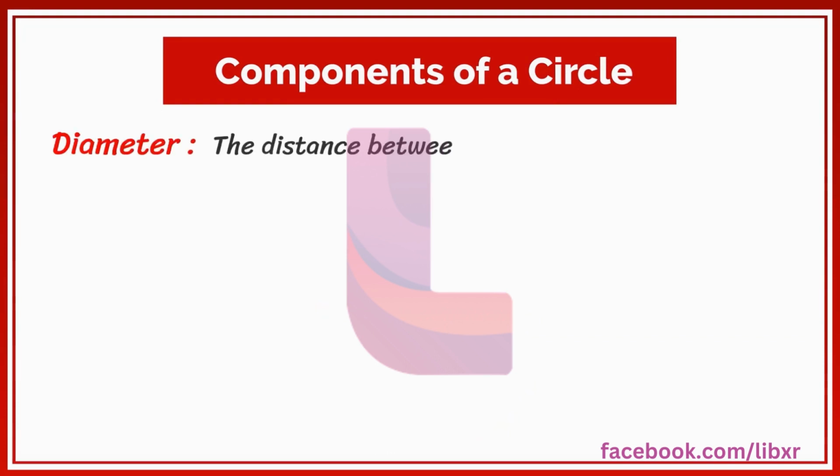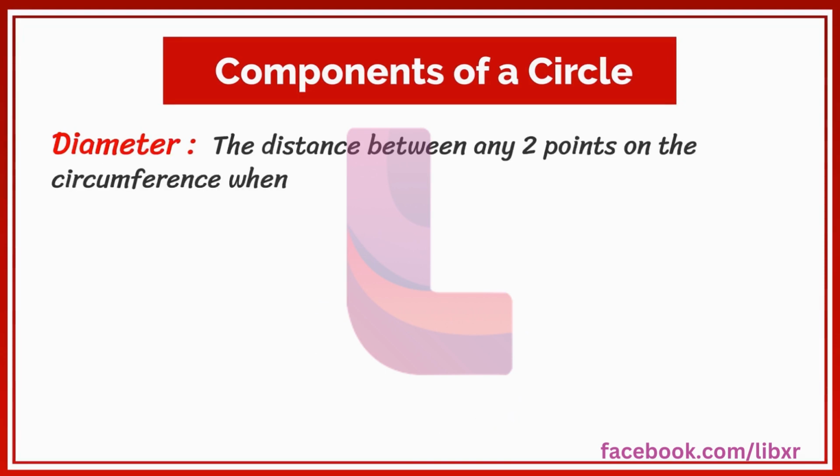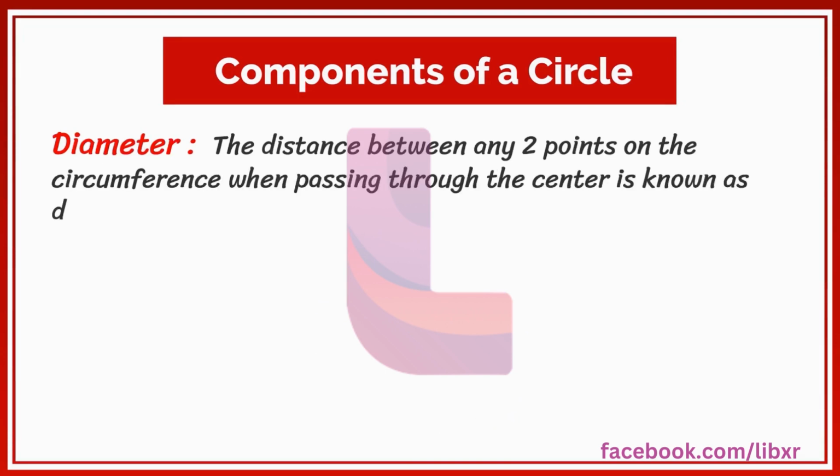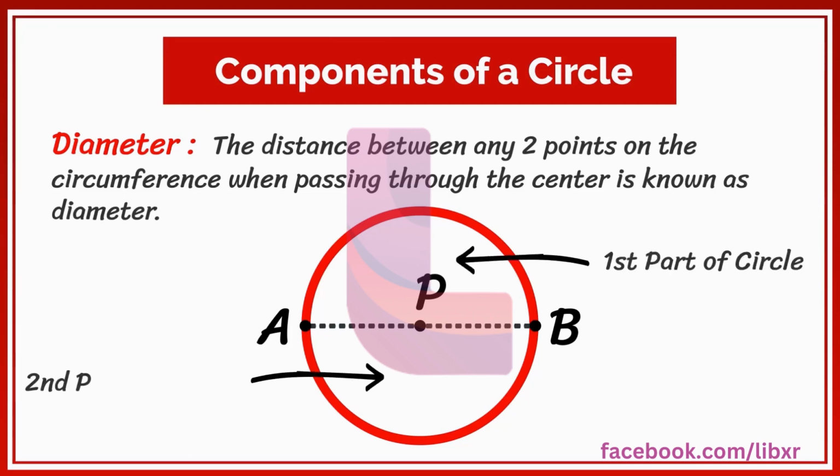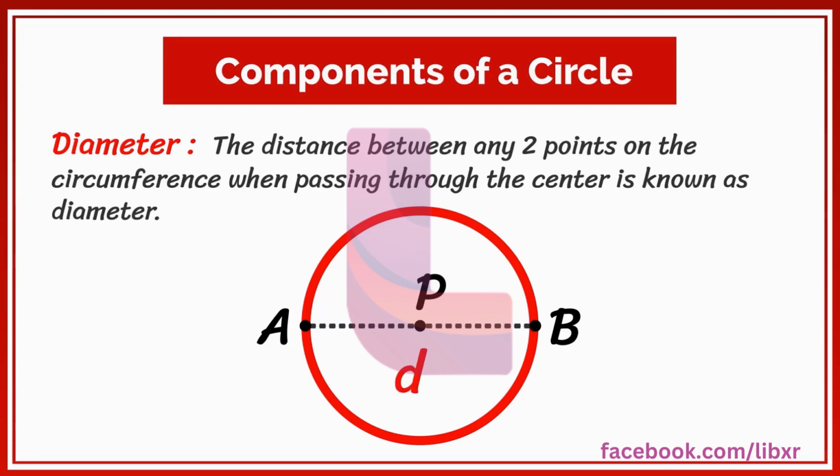Diameter. The distance between any two points on the circumference when passing through the center is known as diameter. This line segment that is passing through point P while joining point A and B on the circumference is the diameter of the circle. A diameter divides a circle in half, two equal parts. It is denoted by D. A diameter is double of radius. Therefore, diameter is equal to 2 multiplied by radius, or D is equal to 2 multiplied by R.